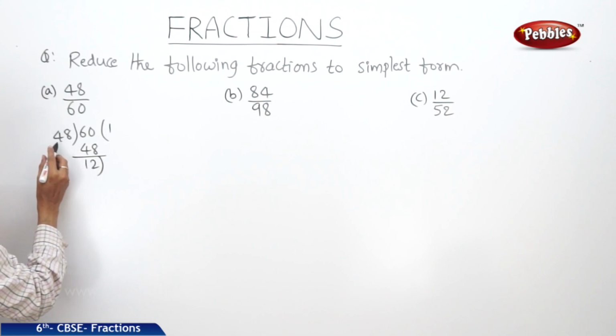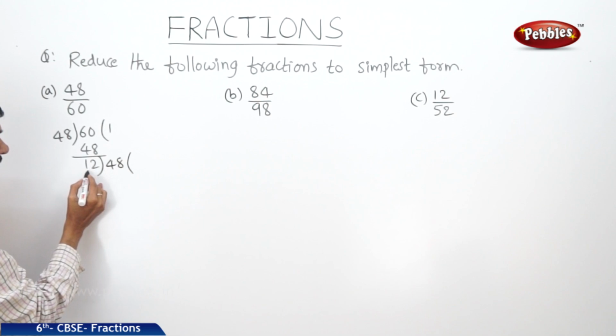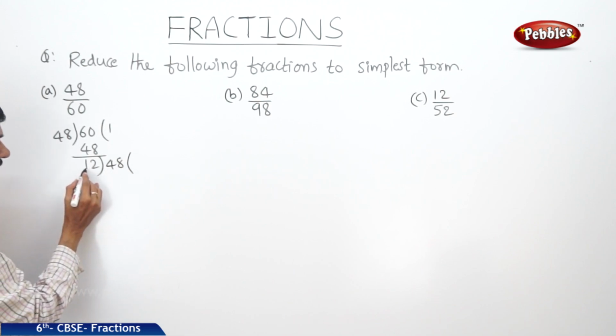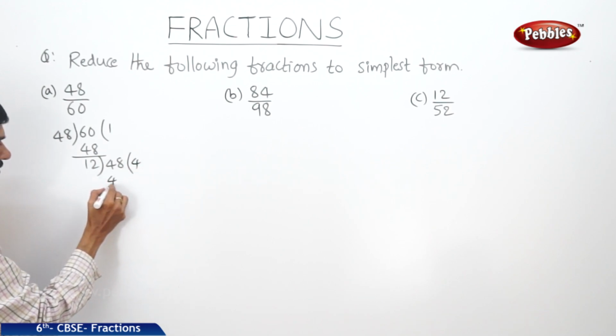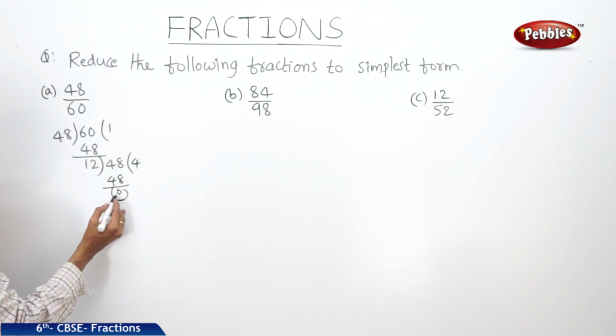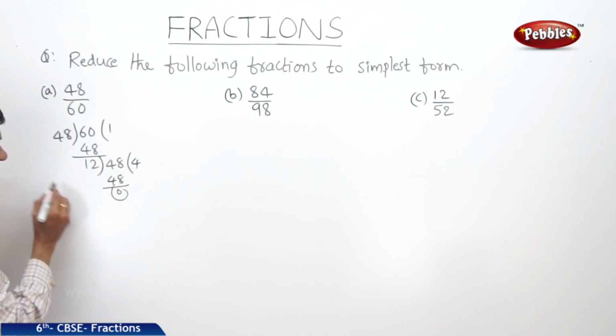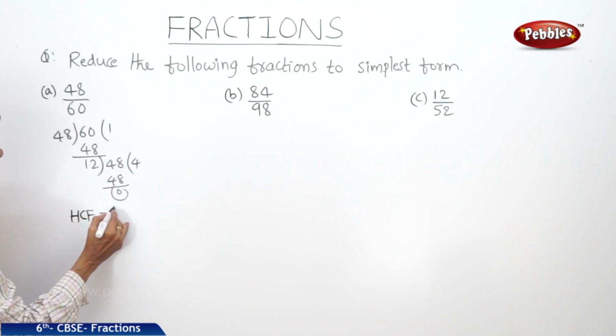So again we take the divisor as a new dividend 48 and the remainder as the new divisor. So then again we will do the division. 12 4s are 48. The remainder is 0. So when you get the remainder 0, the last divisor is the HCF. Now HCF of 48 and 60 is 12.